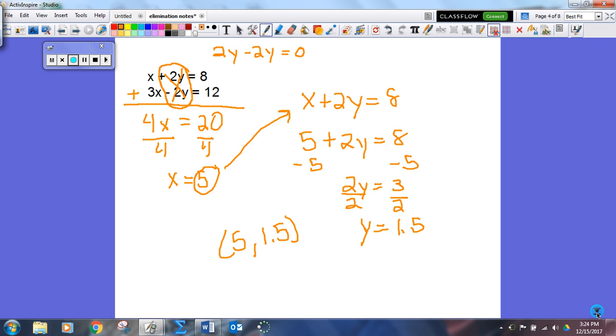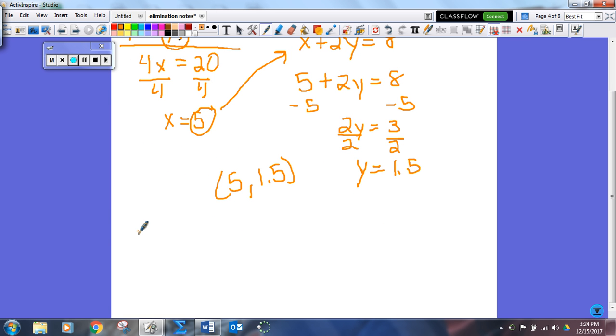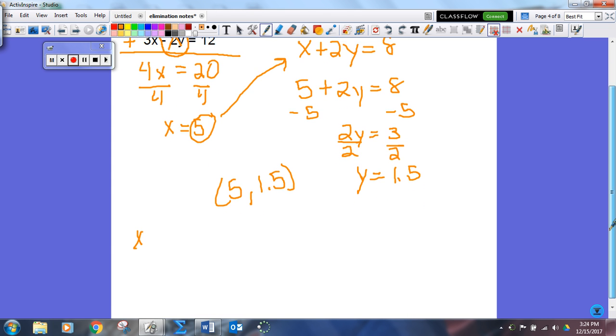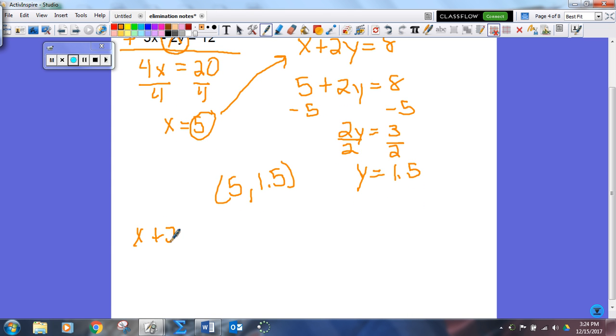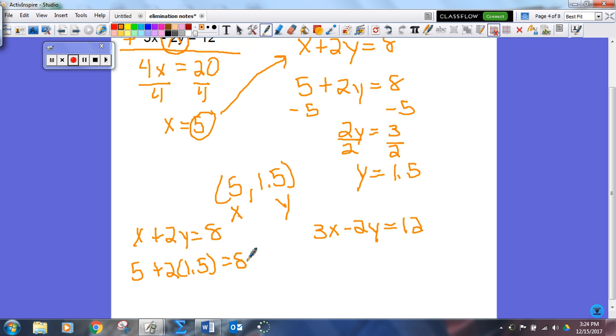My check is the exact same way I've been checking. So I start with the original equations. I'm going to start with x plus 2y equals 8 and 3x minus 2y equals 12. Remember, the first number is always x, second number is always y. So I have 5 plus 2 times 1.5 equals 8. That's 5 plus 3 equals 8, because 2 times 1.5 is 3. And 8 equals 8.